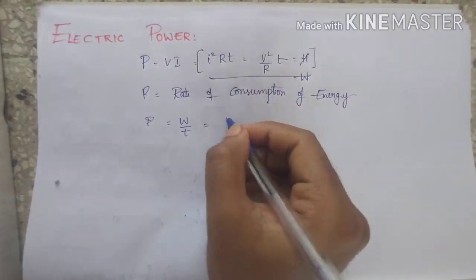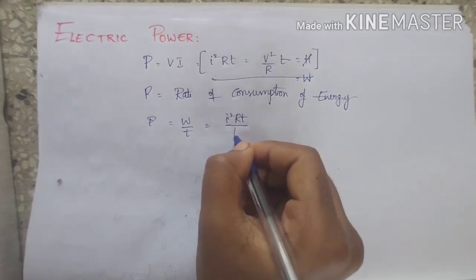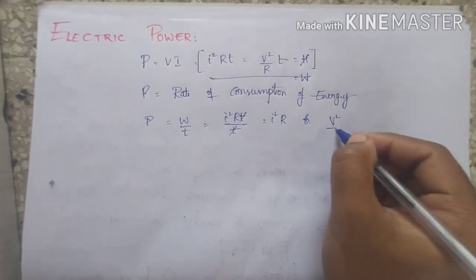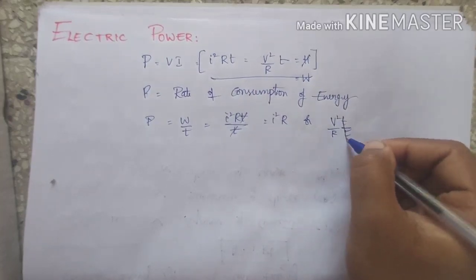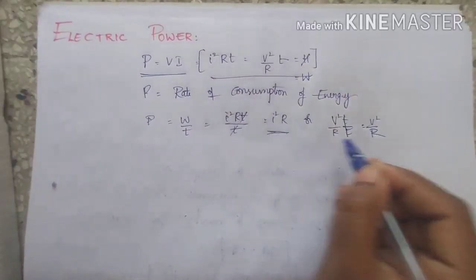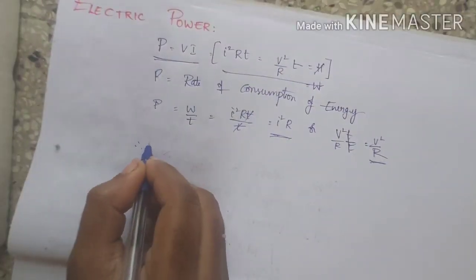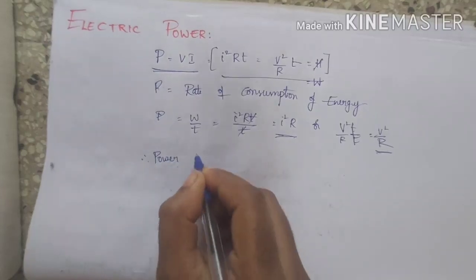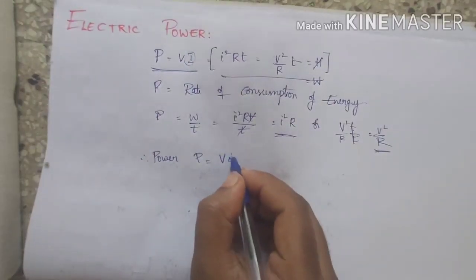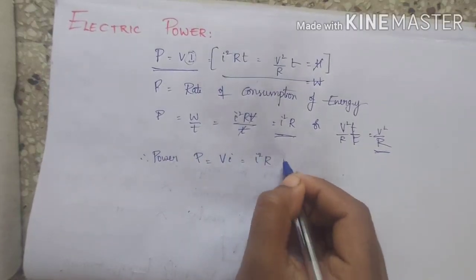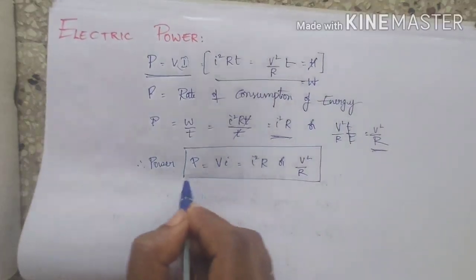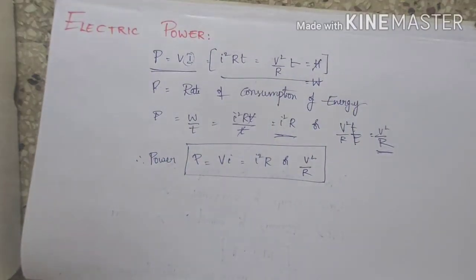So this formula will become I square RT by T, which is I square R, or V square by RT by T. T goes off, it becomes V square by R. So I have three formulas for power. Therefore, power P is equal to VI, I square R, or V square by R. These are the three formulas you can use for solving problems, depending on the data they have given.